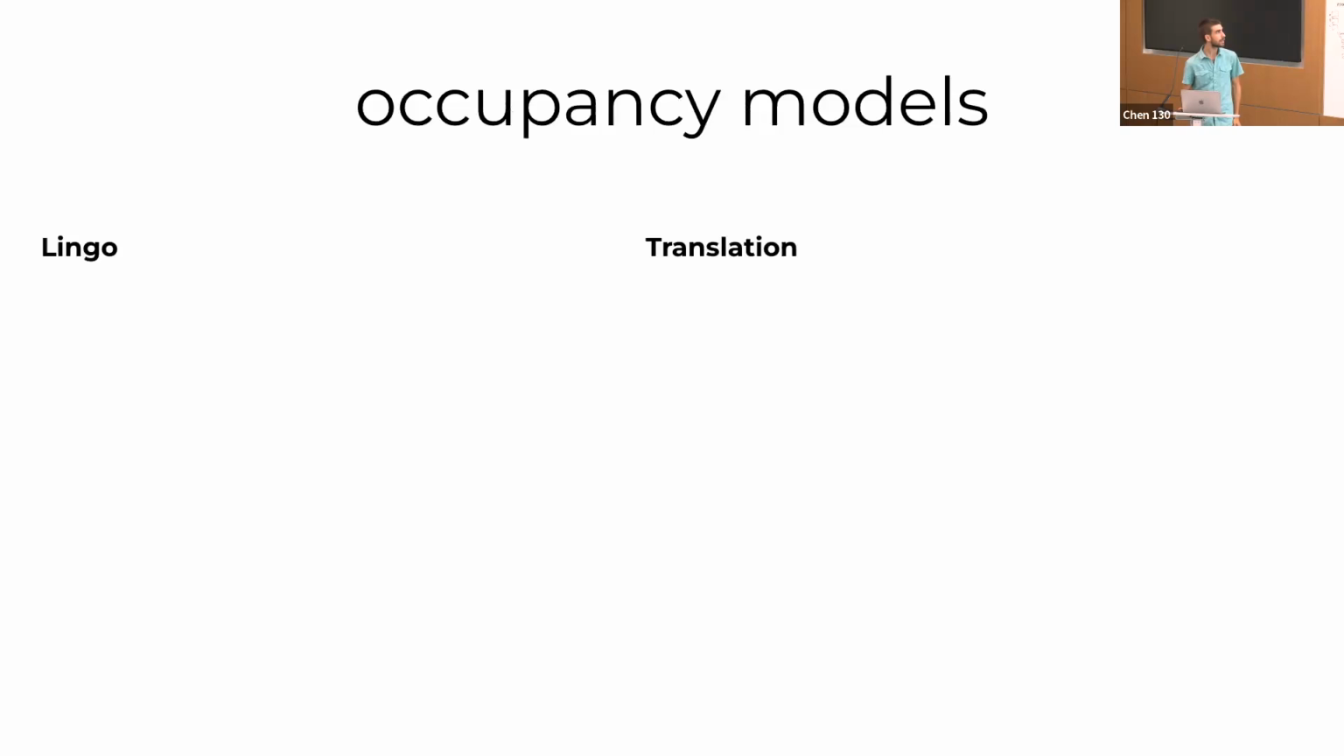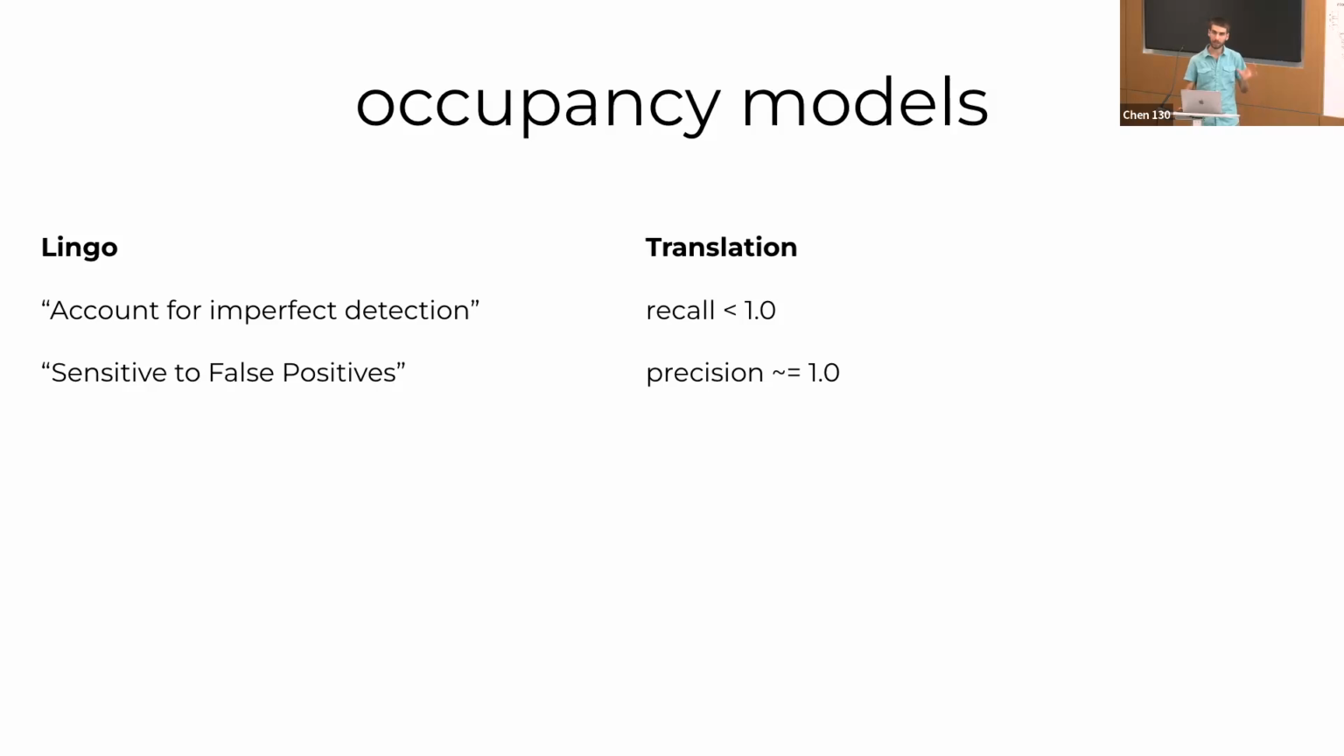And there are a couple things that we can translate into the world of machine learning from this. So occupancy models account for imperfect detection, which means that you don't care about recall being close to 1. They're specifically designed for scenarios where recall is far from 1, and the more visits you have, the more you can have low recall, and the occupancy model will deal with it. But occupancy models are very sensitive to false positives. So you don't want to have false positive detections in your occupancy model, or it will basically screw up all of the estimates it's making. That means our precision has to be close to 1.